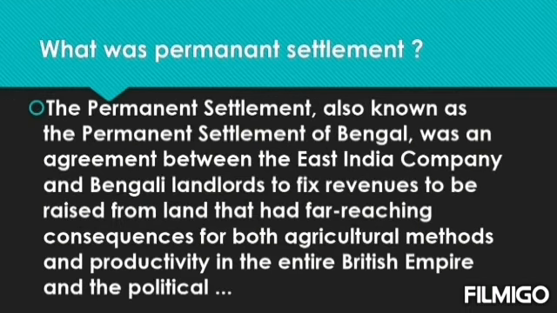The next one is, what was the permanent settlement? The permanent settlement, also known as the permanent settlement of Bengal, was an agreement between the East India Company and Bengali landlords to fix revenues to be raised from land, that had far-reaching consequences for both agricultural methods and productivity in the entire British Empire and the political.